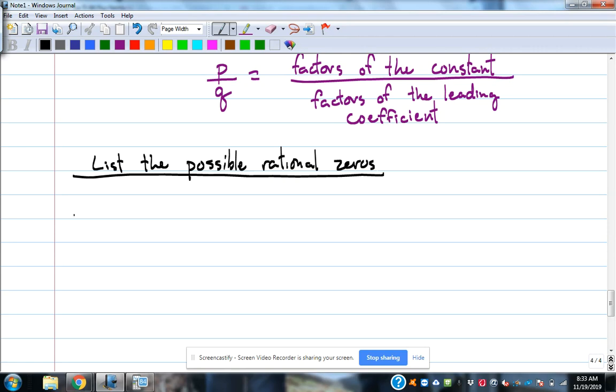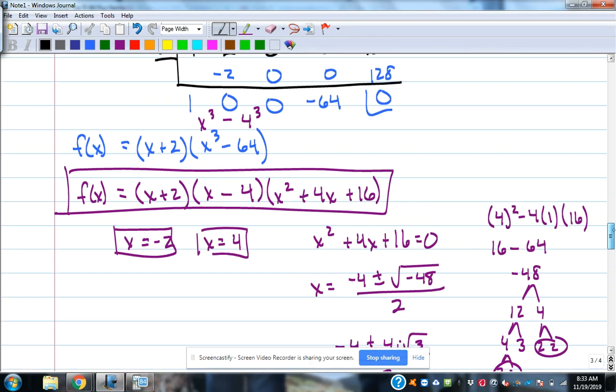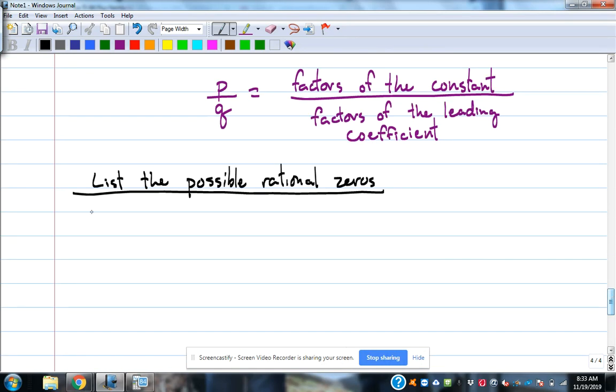That's all we're going to do on these. We're not going to do anything else. We're on number 5. Here's our function: x to the third plus 2x squared minus 11x plus 12. Okay.